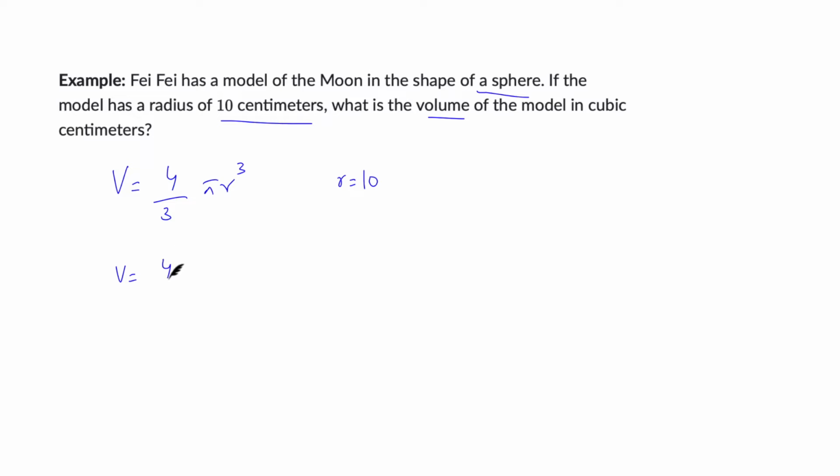V equals 4 over 3 pi into 10 cubed. This comes out to 1000. 1000 into 4 is 4000 over 3 pi. This is our answer. If you simplify this, you will get 4189 cubic centimeters. This is our answer.